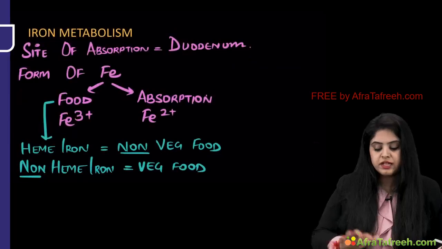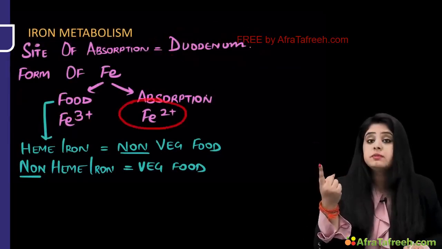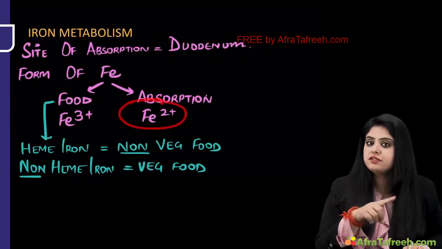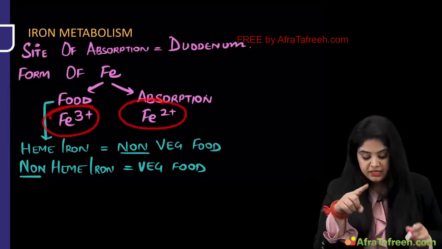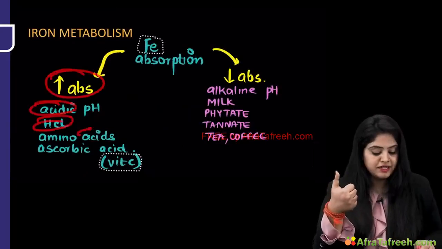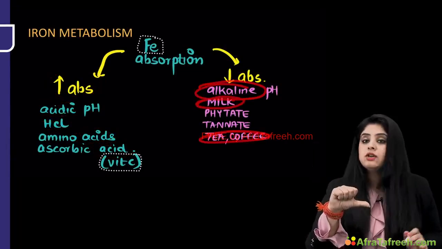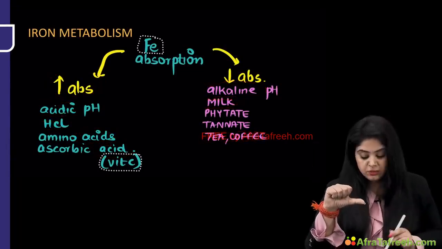Question number 1. What is the site of absorption of iron? It is duodenum. Which form does duodenum absorb? Fe2+. But what form does the food have? The food has Fe3+. Next question. What are the things that increase the absorption? All acidic things increase the absorption, while alkaline things, milk, tea, coffee, phytate, tannate, they decrease the absorption.